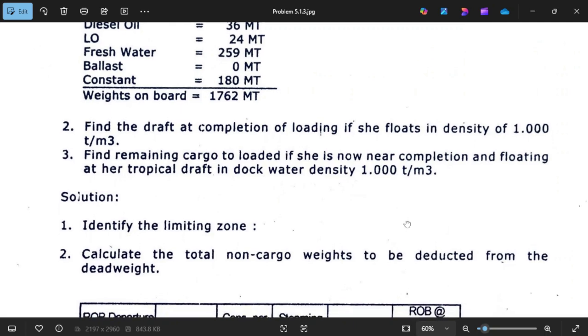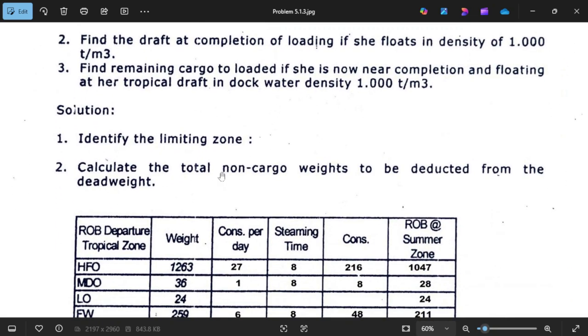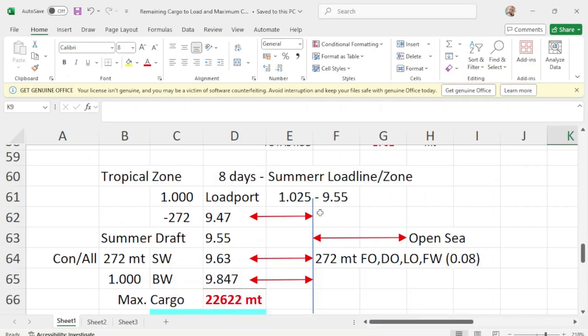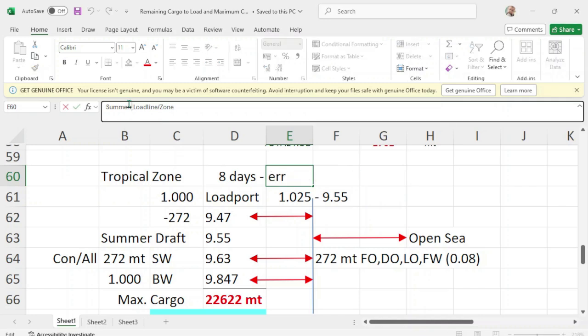And the solution, identify the limiting zone. So the limiting zone is summer. Why summer? Okay, I'll explain to you why summer. The limiting zone is summer, but you are departing from the tropical zone, because upon arrival to a berth or discharging berth, you will still be using the summer load line zone.